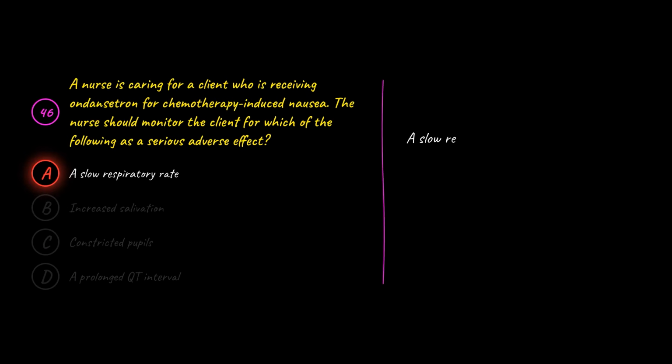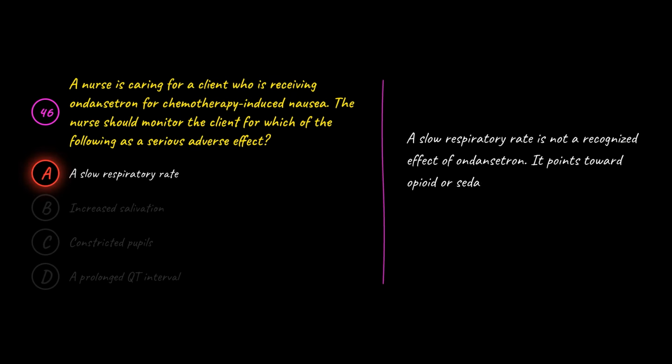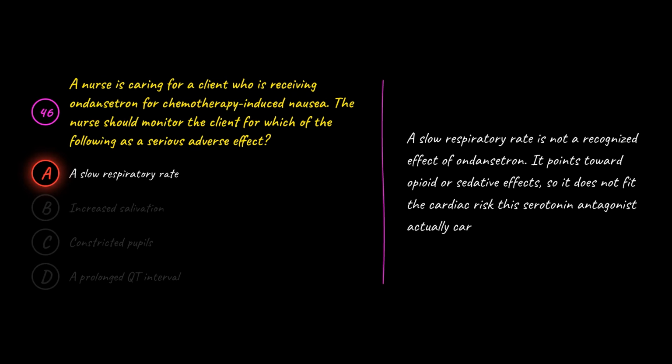A is wrong because a slow respiratory rate is not a recognized effect of ondansetron. It points toward opioid or sedative effects. So it does not fit the cardiac risk the serotonin antagonist actually carries.